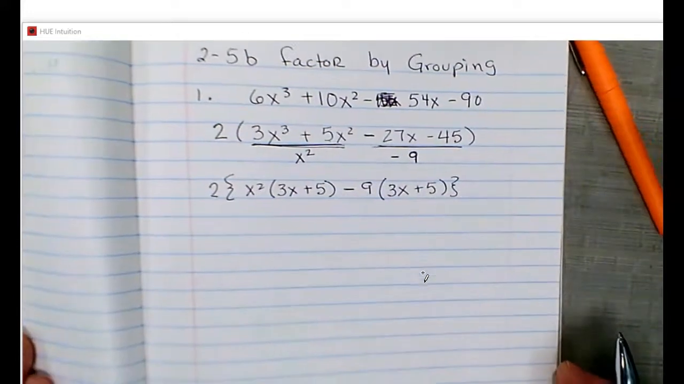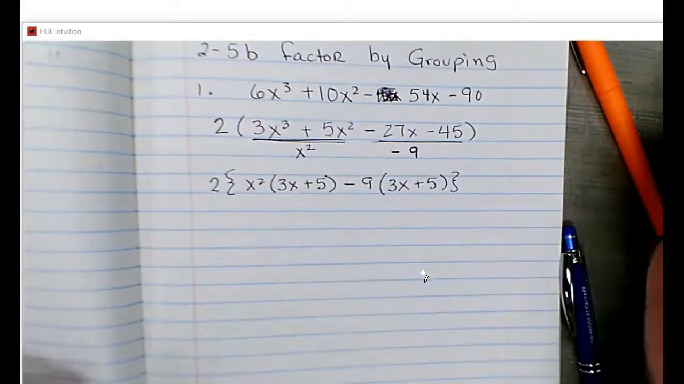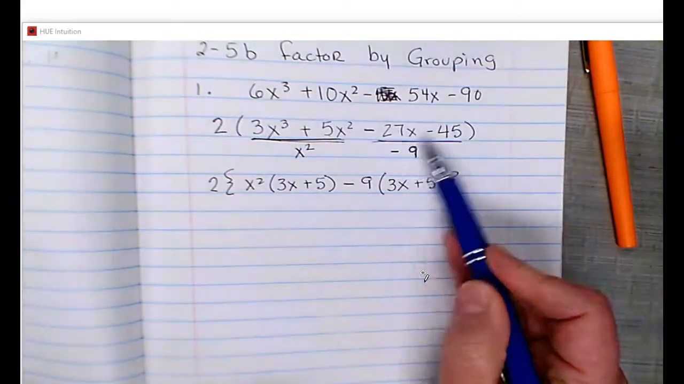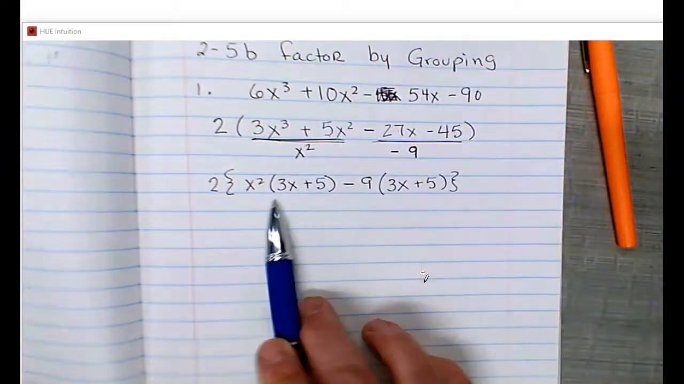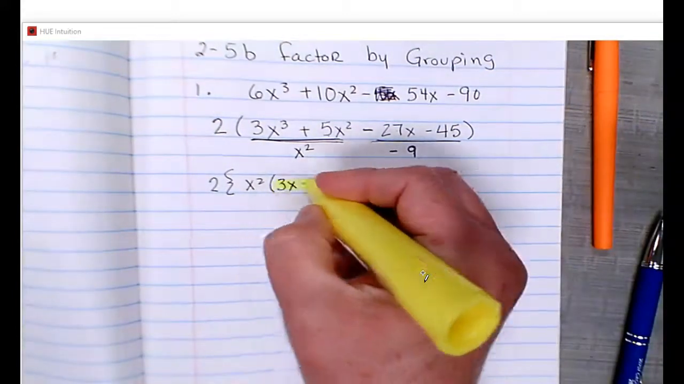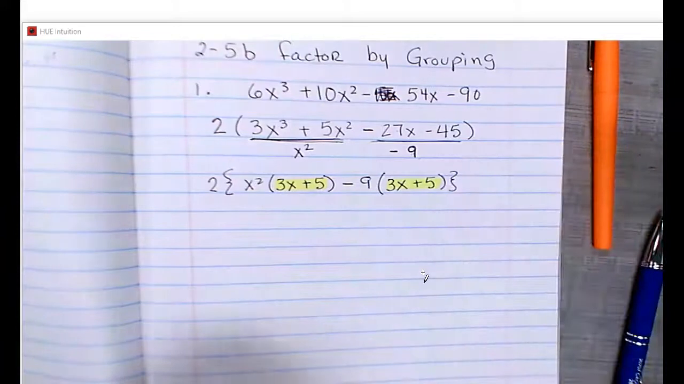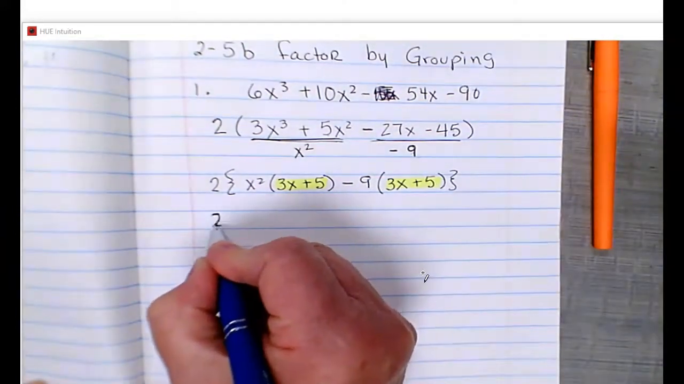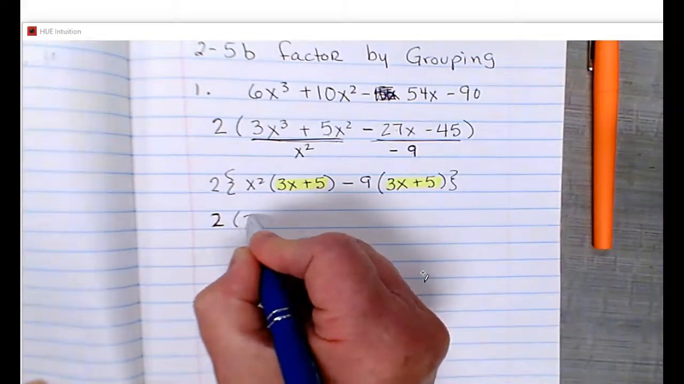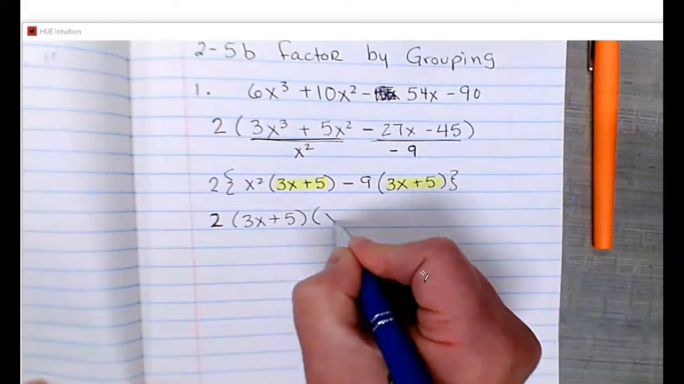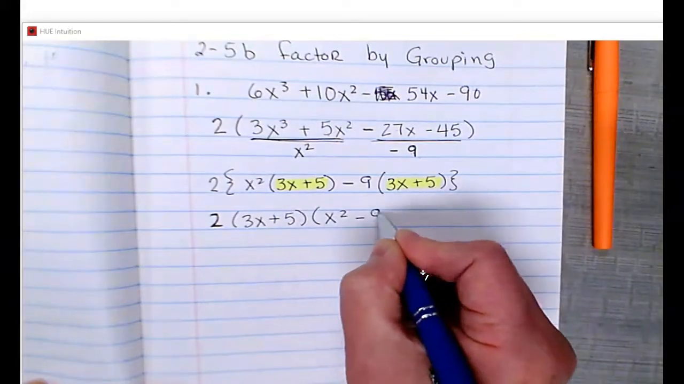When you get to this step, if you have used the GCF, see if you used a 3 here instead of a 9, then these would not have matched. But if you use the GCF, then you should have a matching term. And so 3x plus 5 times x squared minus 9.